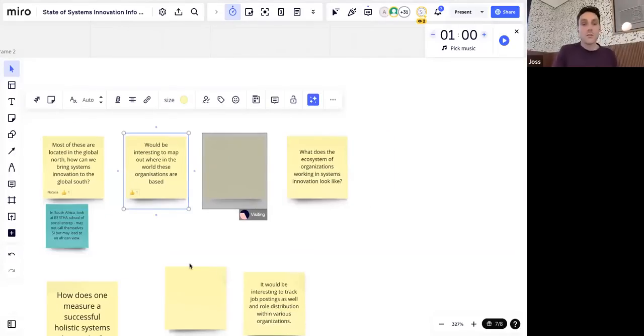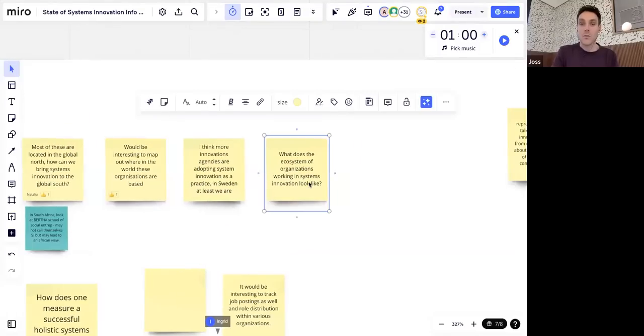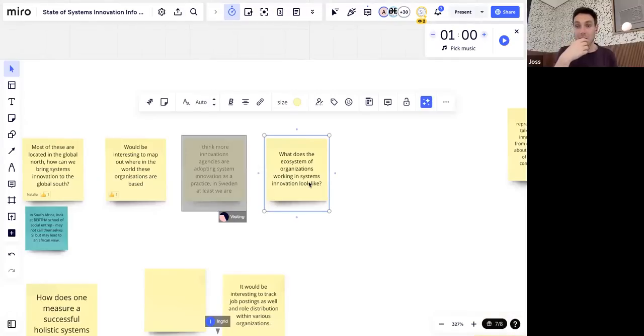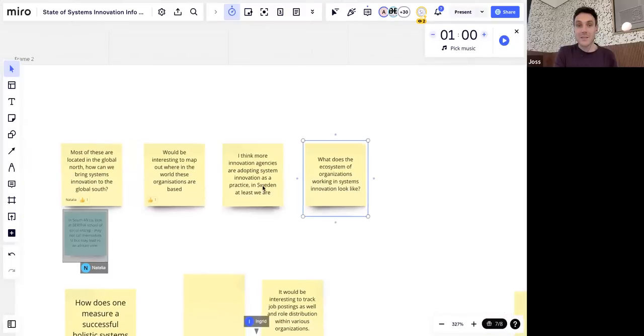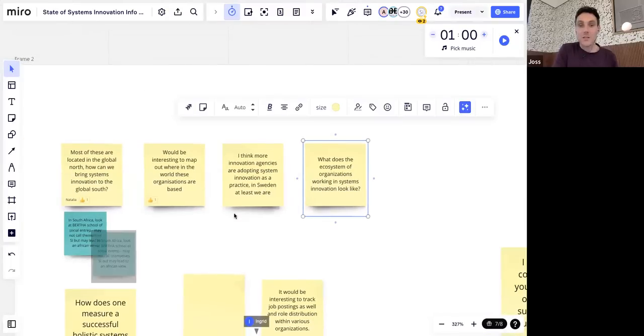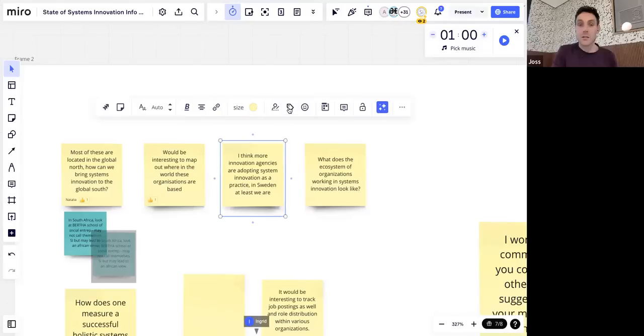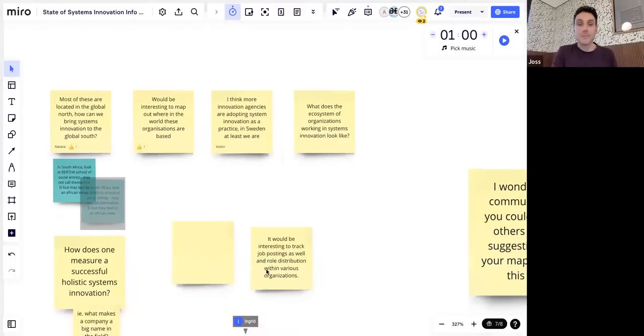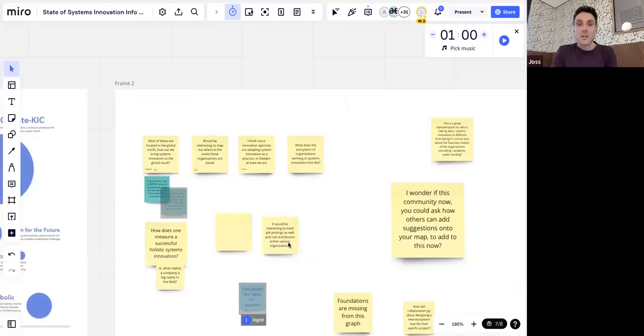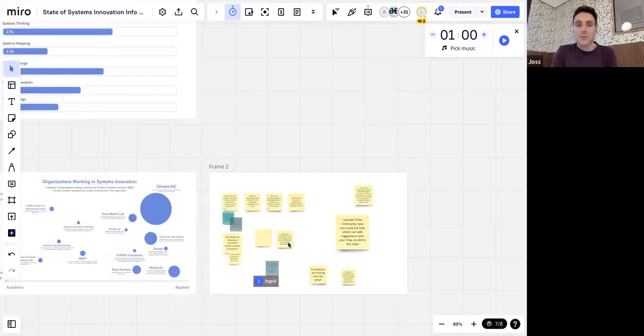It would be interesting to map out where in the world these organizations are based. Yes. What does the ecosystem of organizations working in systems innovation look like? Yeah, are they working together? That's a good question. I think more innovation agencies are adopting systems innovation as a practice in Sweden, at least. Yeah, Sweden's an interesting place for this, and particularly quite advanced at the kind of mission stuff.